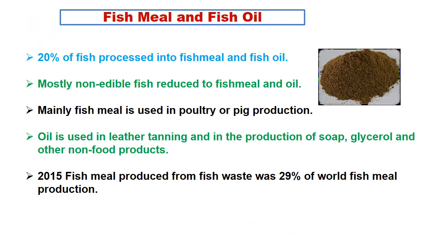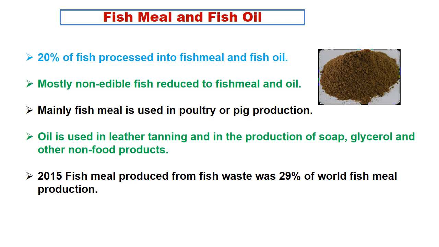First, let us have an idea about fish meal and fish oil. About 20% of the fish caught from different sources are processed into fish meal and fish oil, and mostly this is non-edible fish. Many fish which are not very suitable for human consumption are processed into fish meal and fish oil, which has use both for human and livestock feeding. Mainly fish meal is used in poultry or pig production. We all know fish meal is a very common ingredient in preparing the ration for poultry and pig production in modern scientific farming.